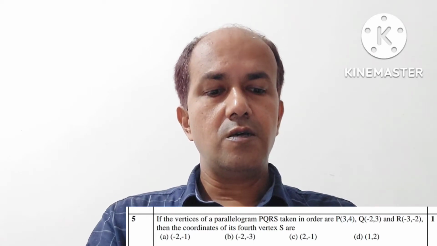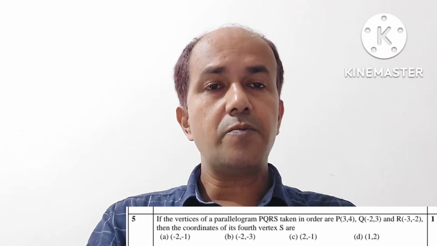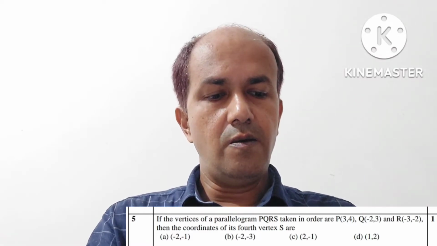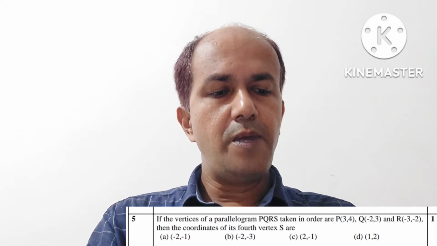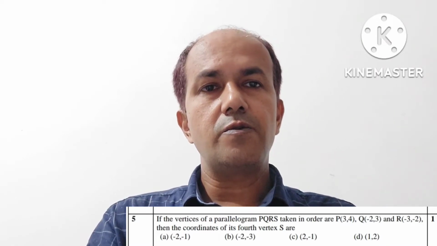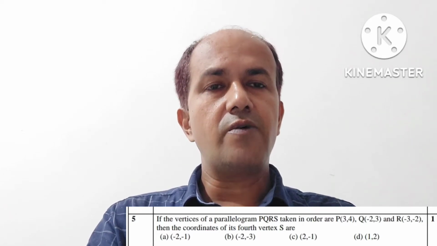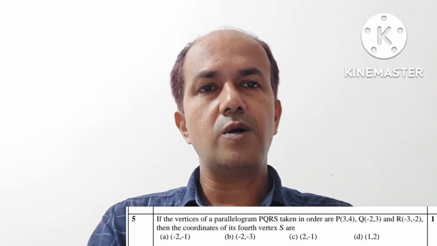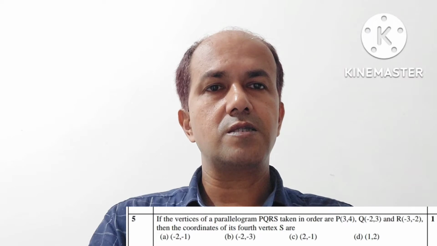So first consider the coordinate of the fourth vertex as (x, y), then find the midpoint of PR and QS separately. These two points will be the same point. From this you can find the values of x and y, that means the coordinate of the fourth vertex. Let us see.